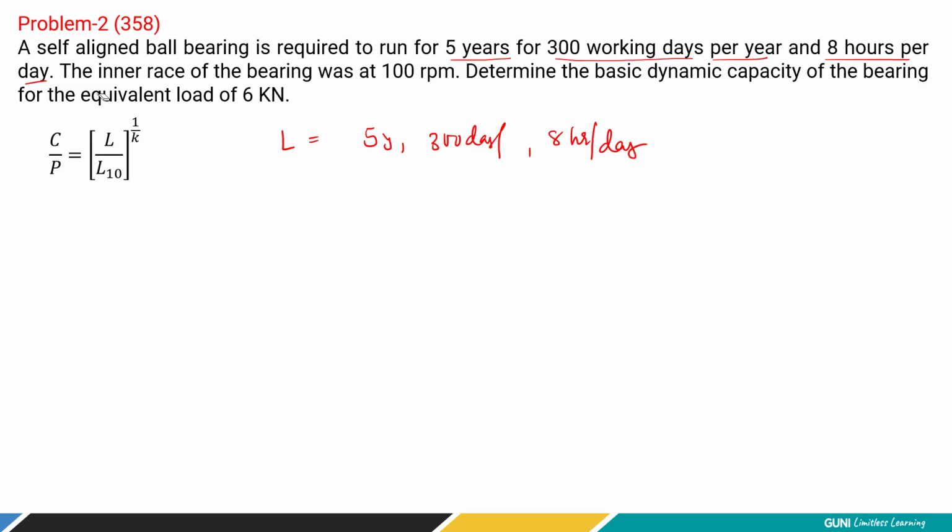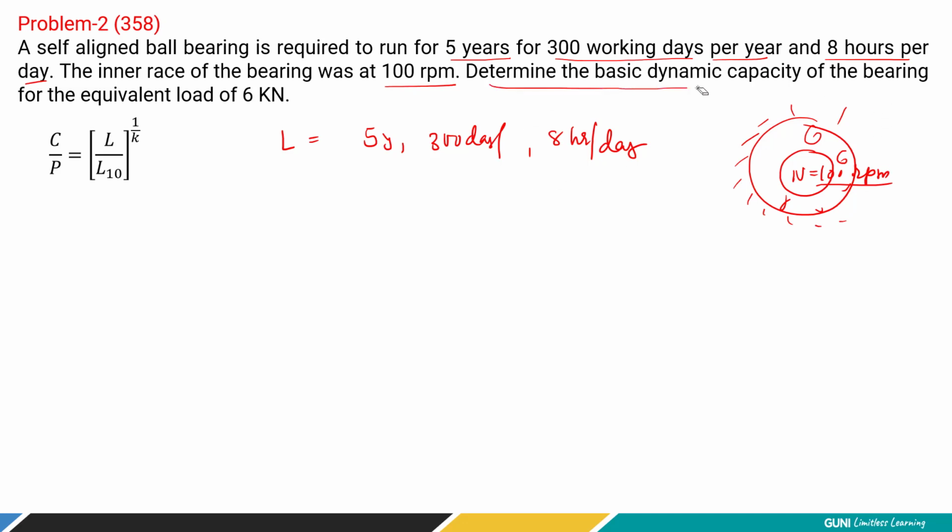Now the inner race of the bearing rotates at 100 RPM. That means the bearing does rotate, but the outer ring is fixed and the inner ring rotates at 100 RPM. Determine the basic dynamic capacity. We have to find the C.